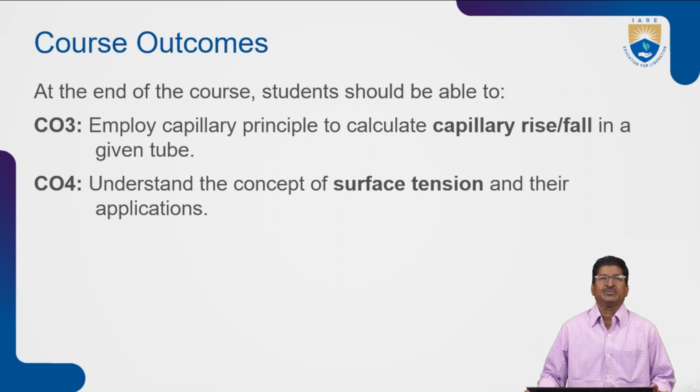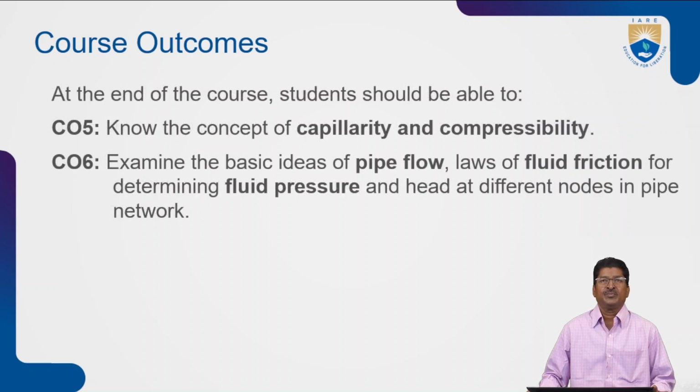Course outcome 4 is the surface tension. What are the concepts of surface tension and their applications? That is course outcome 4. And course outcome 5 is the compressibility. That means a fluid can change its volume by the application of external forces. That is called compressibility.